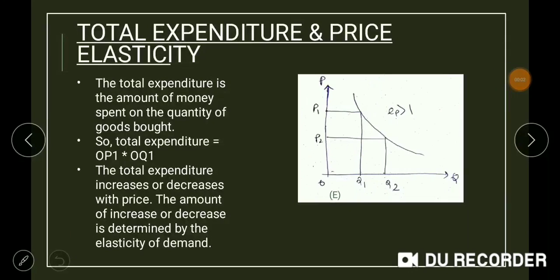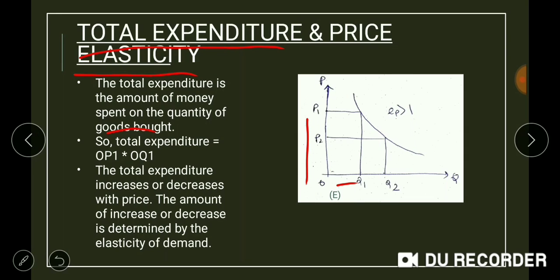Next, we study the relationship between total expenditure and price elasticity. The total expenditure is the amount of money spent on the quantity of goods bought. So total expenditure is equal to price times quantity. From the figure we can see that the price is given by OP1 and the quantity is given by OQ1.